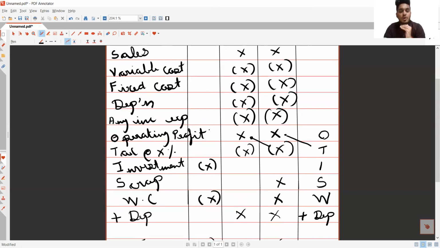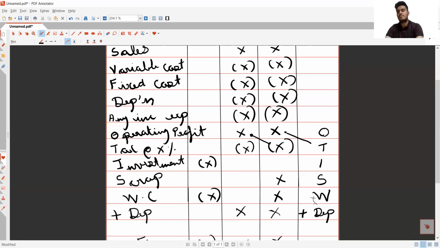All you have to know is how you arrive at operating profit, which, from an accounting background, every person would know. Sales minus variable costs, minus fixed costs, minus depreciation, minus any other expenditure will give you operating profit. A mnemonic to remember for this: OTISW plus depreciation. O for operating profit, T for tax, I for investment, S for scrap, W for working capital, plus the add back of depreciation due to the lack of capital allowances calculation.